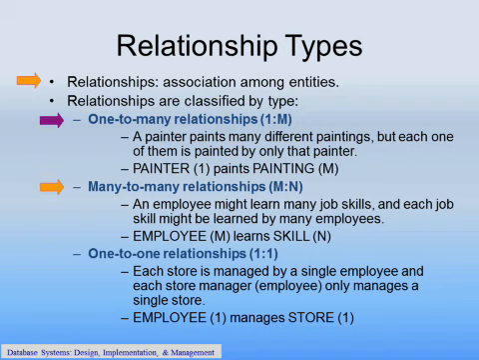A many-to-many relationship exists between employee and job skill, because an employee may have more than one skill, and a job skill may be learned by many employees. For example, an employee may be proficient as a programmer and a database designer, and there may be more than one programmer in the company's workforce. A one-to-one relationship is the most restrictive of these relationship types. Note that in this case, a store is managed by only one employee, and an employee may manage only one store.